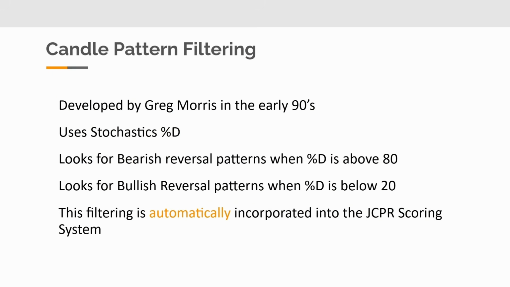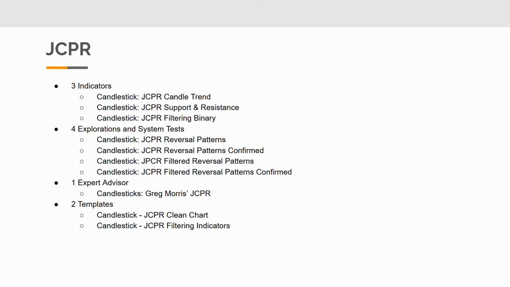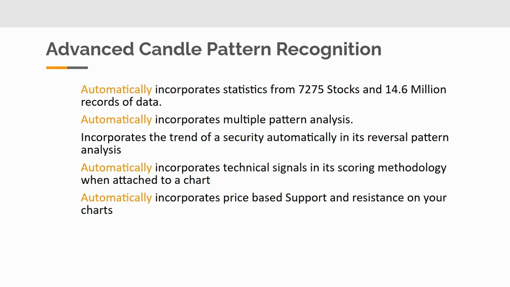The other thing that I did not cover in here is you do have backtesting with it as well. So you can backtest and kind of go through that. Scan, backtest. So you have 2 templates, 1 expert, 4 explorations and system tests, 3 indicators, all to help you out and get you all the information that you need with candle pattern analysis. So great multiple part pattern. This add-on was a $400 value included right inside of MetaStock as part of the upgrade.